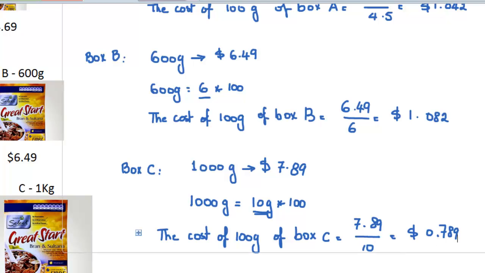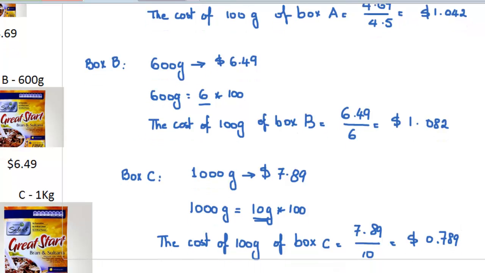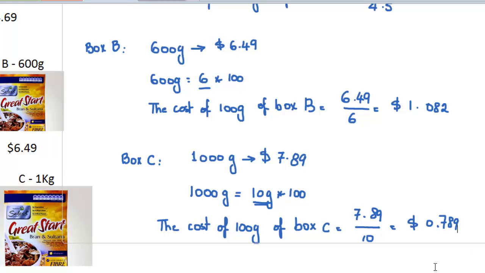As you can see from the 3 cases, the first case, the 100 gram cost $1.042, the second $1.082, the third 0.789. For sure you understand right away which one is the best buy. For sure box C is the cheapest one. So in this case I'm gonna say that box C is the best buy because it's the least expensive.